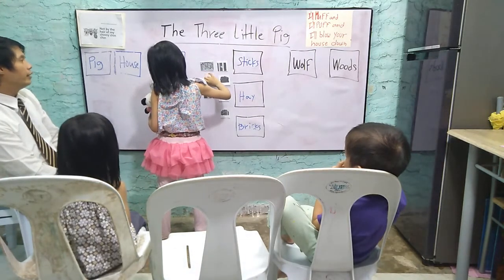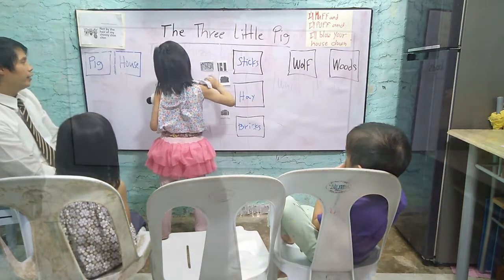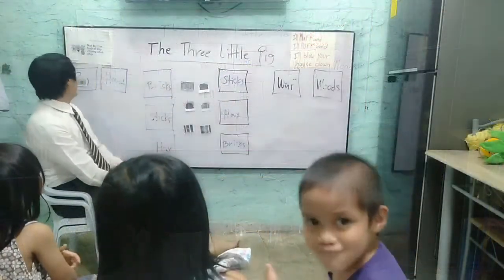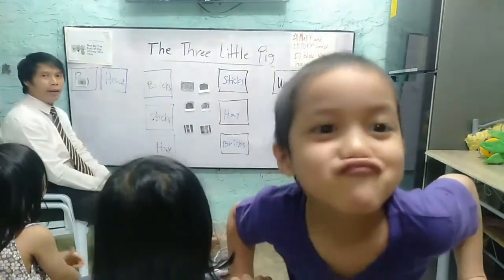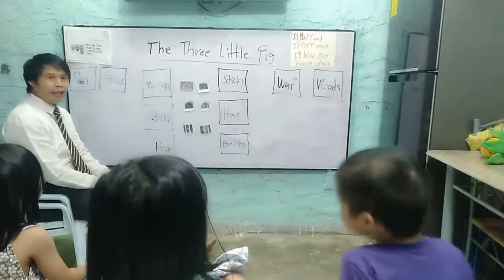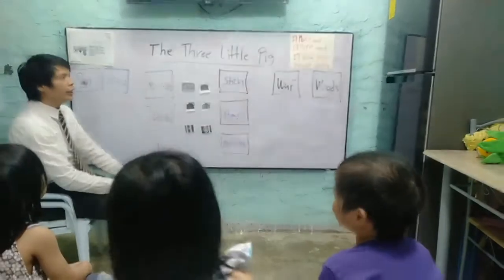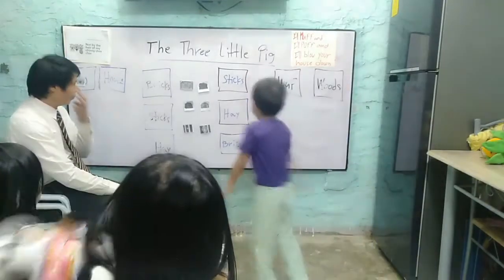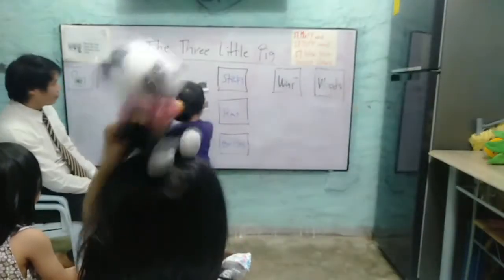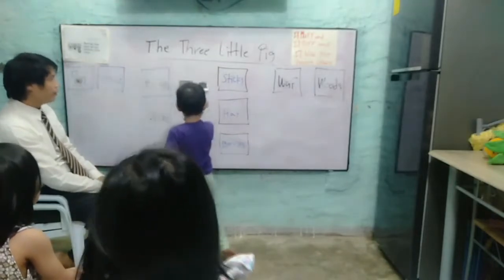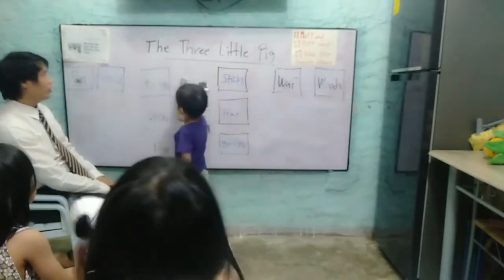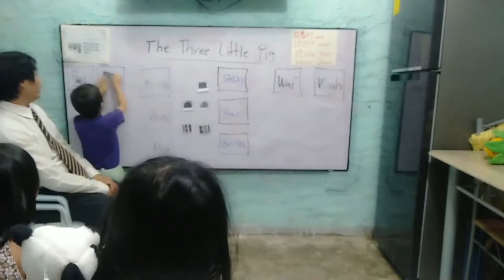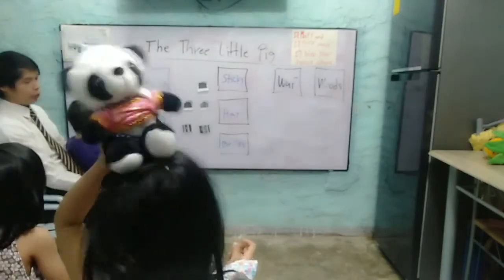Get that, and then you post it there. Thank you, Ate, for that participation, putting the picture on the right word inside the box. Next, I will call Kuya to get one picture and put it in the right box. Where is the right box for that picture? You choose the house of the pig. Where do you want to put that one? Oh, there, the house. Very good. Go back to your chair.